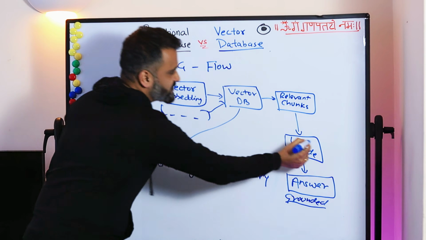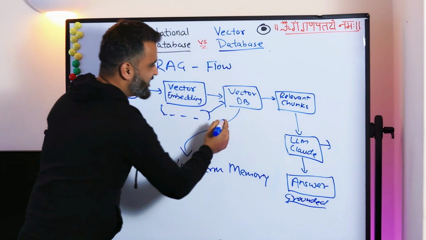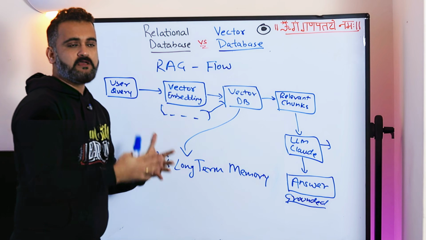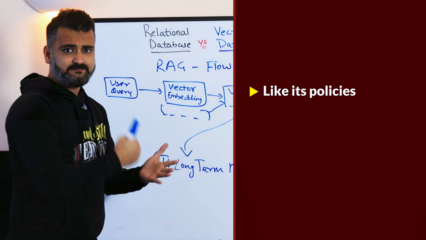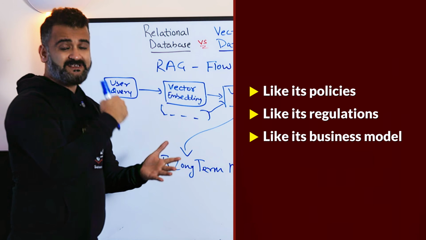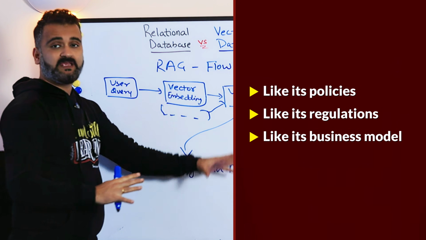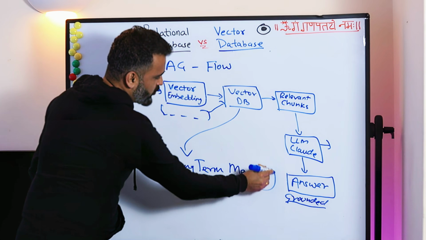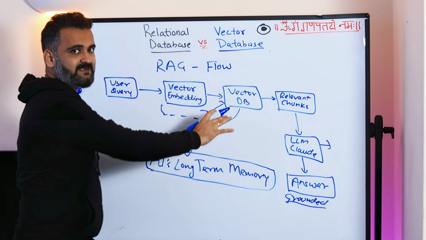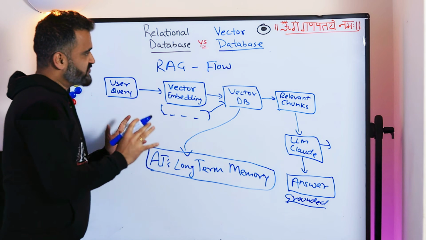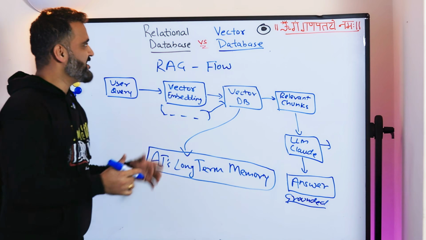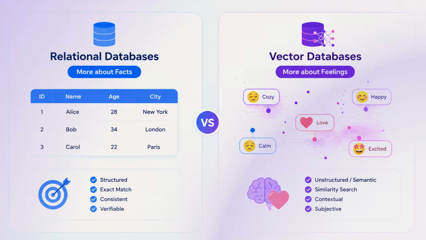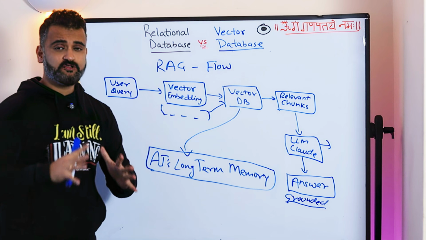Okay, so this also has its own knowledge. But then this vector database gives that grounding with all the contextual data which a company will provide, like its policies, its regulations, its business model. All those kinds of data will be given, so that the answer is fully grounded. And then it also acts as a long-term memory. Once it is in the vector database, it stays there. So just to summarize in a very casual manner, relational database is more about facts, and vector databases are more about feelings.